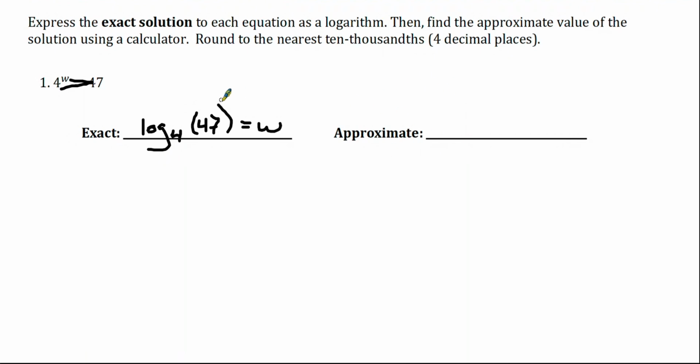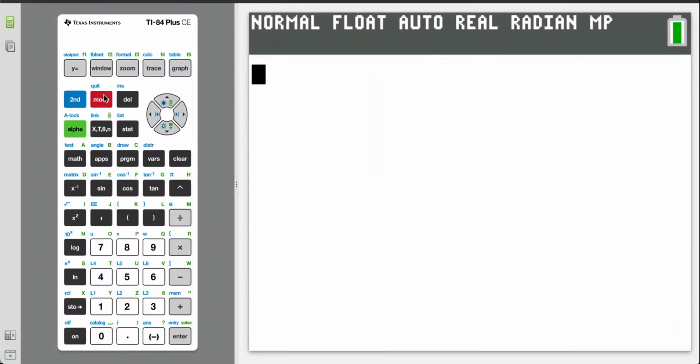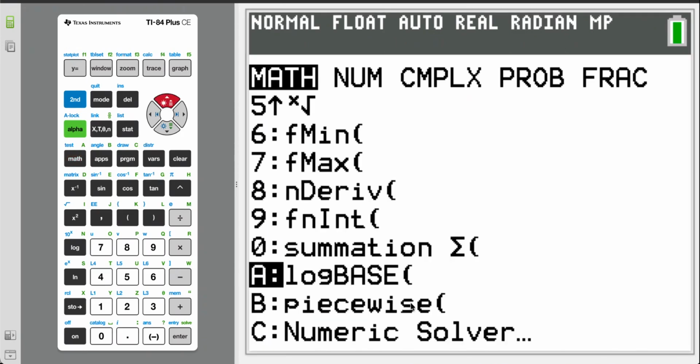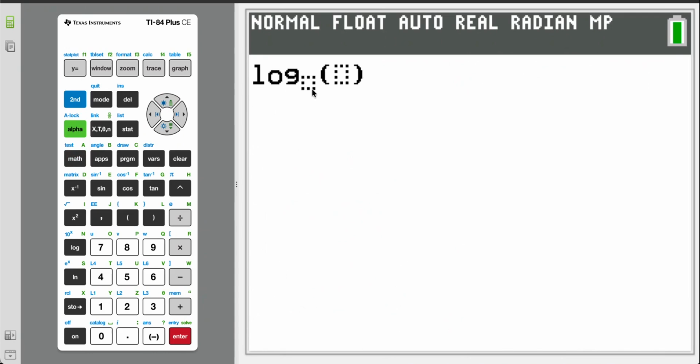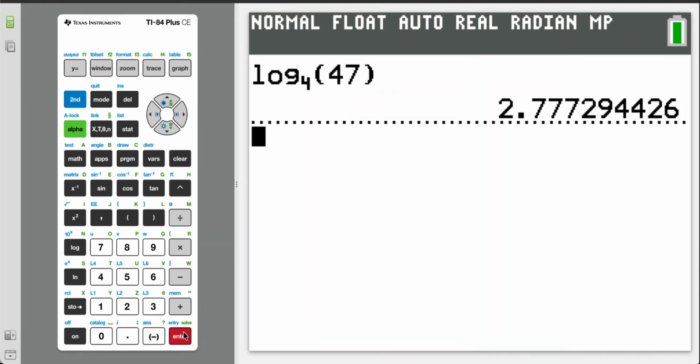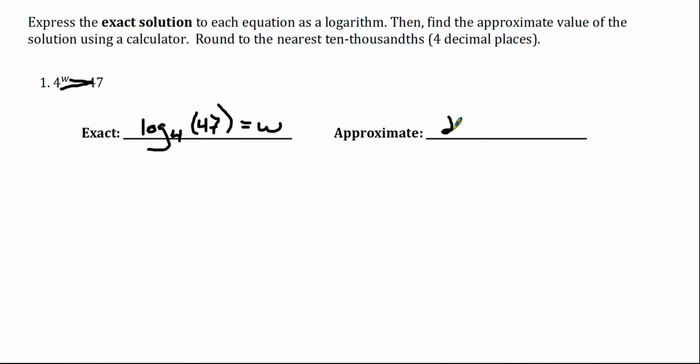Now, if I want the approximate value, I can put this into the calculator. Now, remember, on the calculator, to put in logs, I am going to the math menu and then scrolling up to log base. This lets me put in any log that I want. So log base 4 of 47. And it says round to 4 decimal places. So if I round this to 4 decimal places, that would be 2.7773.